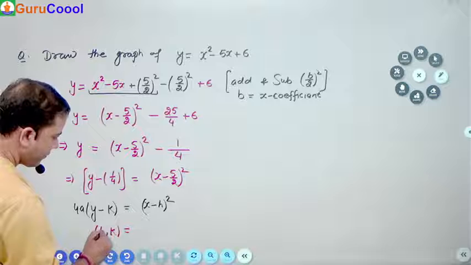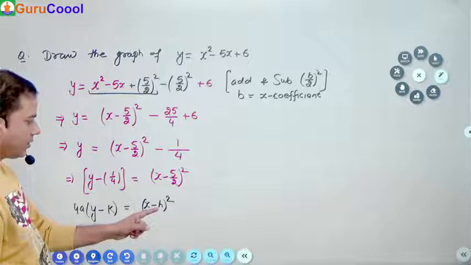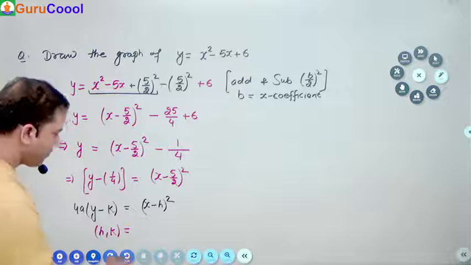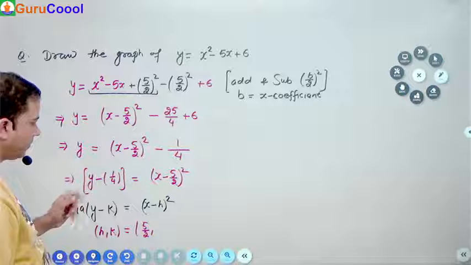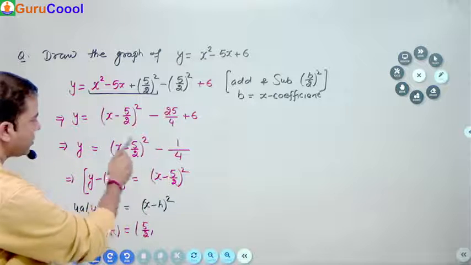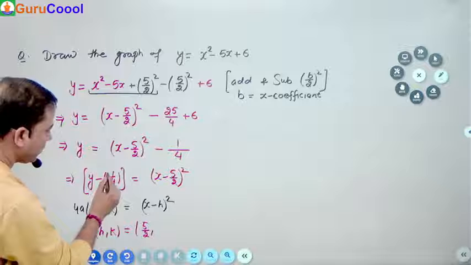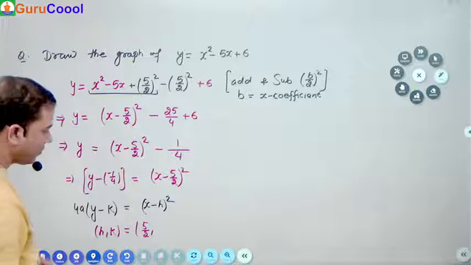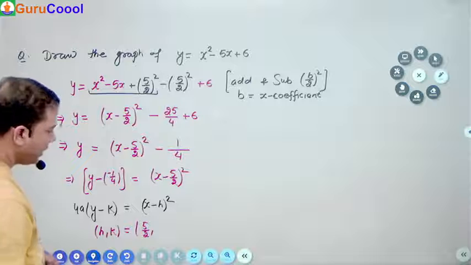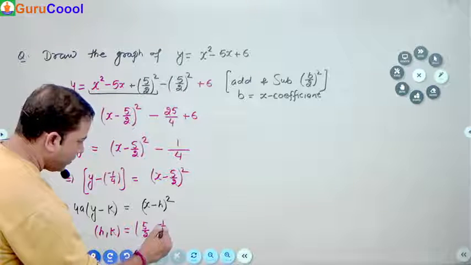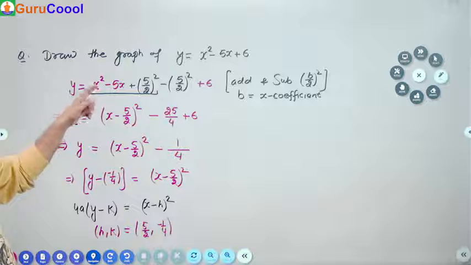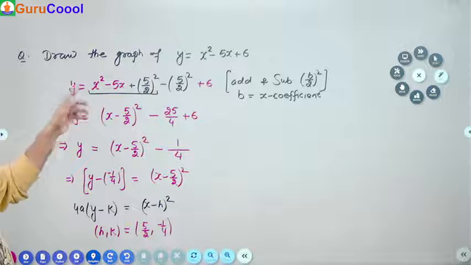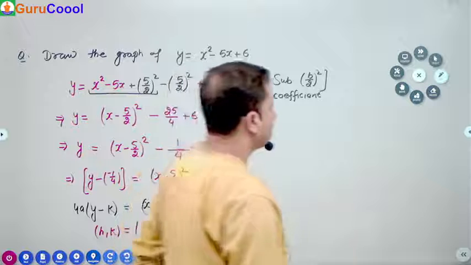The number subtracted from x is h, so it's 5 by 2. And the number subtracted from y, it was negative, it should be positive on the right side. Sorry, I forgot to write one more negative sign there. It's minus 1 by 4. So the number subtracted from y is the y coordinate, that is minus 1 by 4. This is the vertex of this parabola. And since x is having a square, it will open up. A is positive, it will open up.